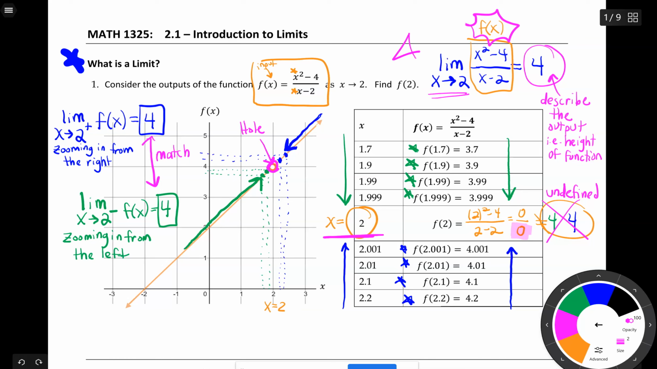So then we say up here that the limit of the function as my input is zooming into 2. If you see 2 without a plus or minus superscript, that just means 2 in general from the left and the right. So input from left and right. Overall, the limit from the left and the right is going to 4.